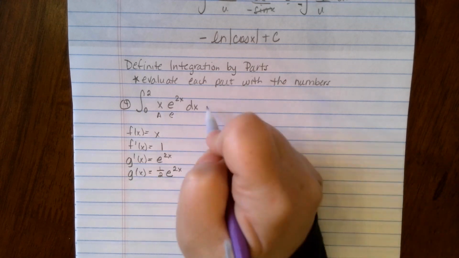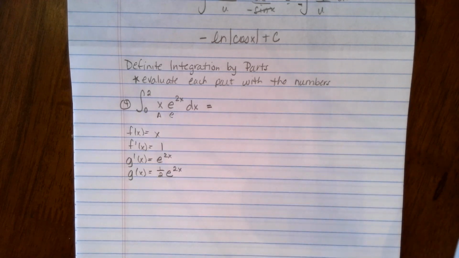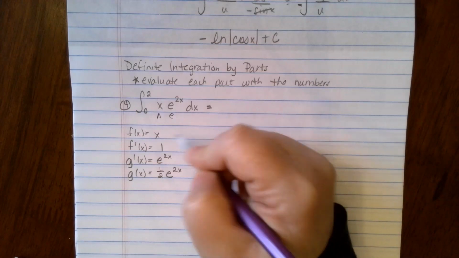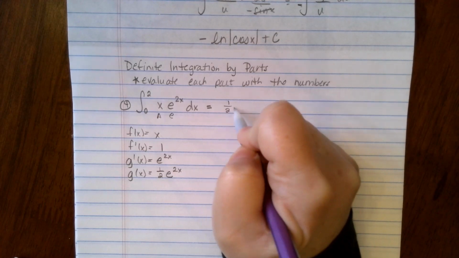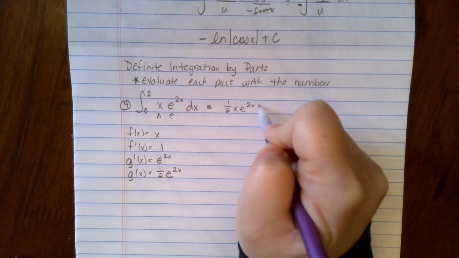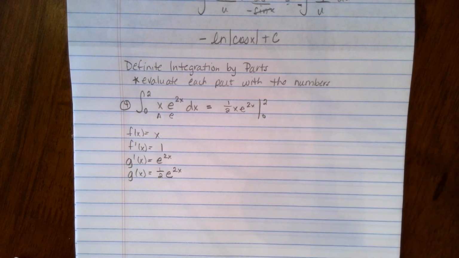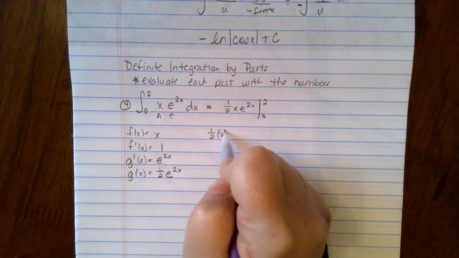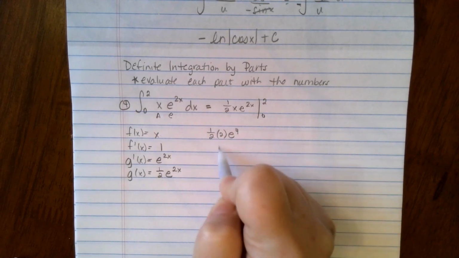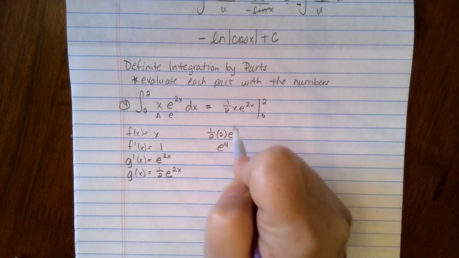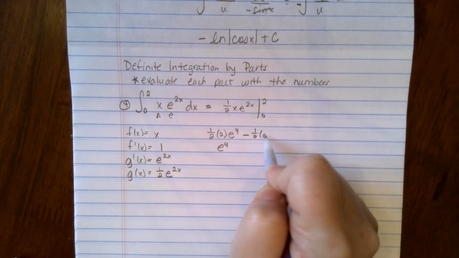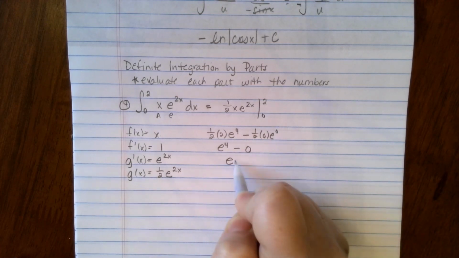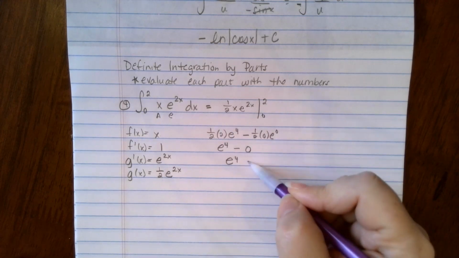All right? So, what do I mean by evaluate each part with the numbers? Well, your first part is f of x, g of x. So if you're doing f of x, g of x, you're getting 1/2 x, e to the 2x. You have to evaluate that from 0 to 2 first. So you plug in your 2, 1/2 times 2, e to the 4th is just going to end up being e to the 4th. Minus 0, 1/2 times 0, e to the 0, well, that's just going to be 0. So this portion is e to the 4th.